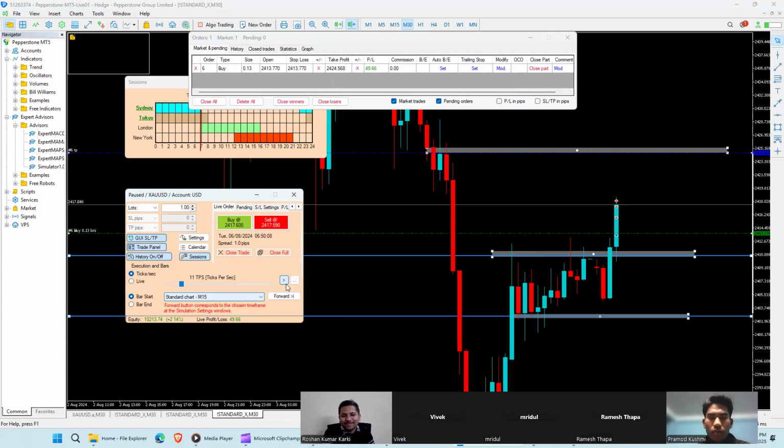What should we do? Let it run. If it's just trying to retrace back at this point, I will close full because there is a probability that it will create a shooting star type of candle as well.